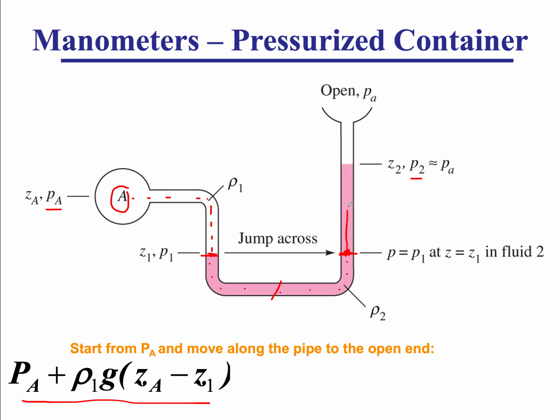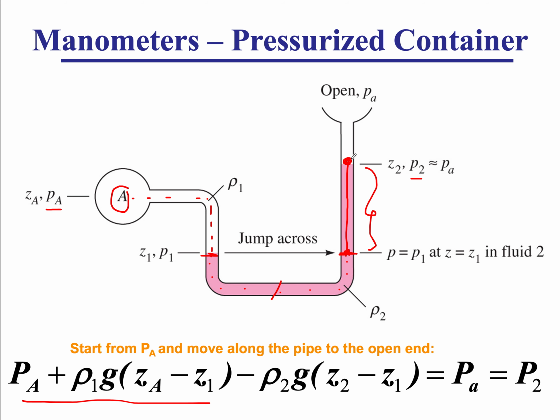Then I would move up, so I would subtract. Now I'm depressurizing, so my pressure is dropping by the amount of the density of fluid number 2, so minus rho 2 g times this delta z, which is z2 minus z1. That will get me to this point, which is P2, which is the P atmosphere that I'm looking at. So it's simple, and I'm sure many of you are familiar with this concept, but here we have it.